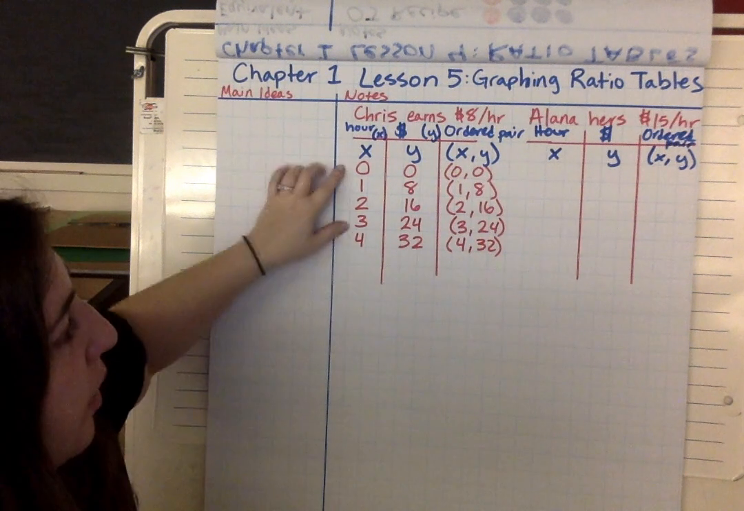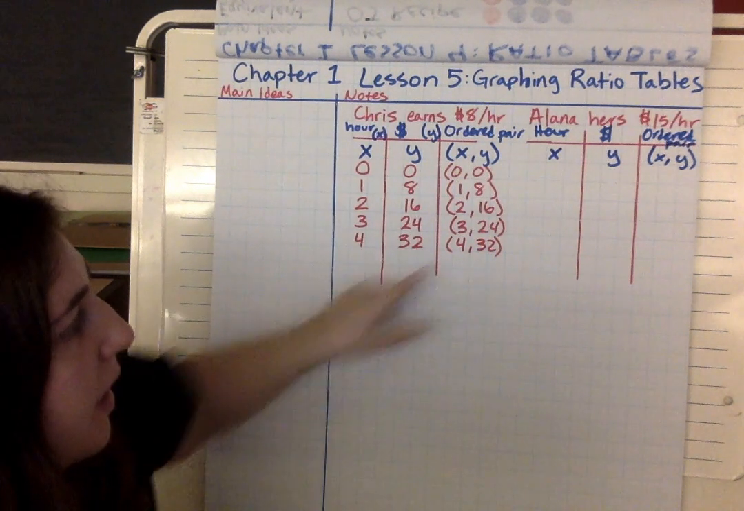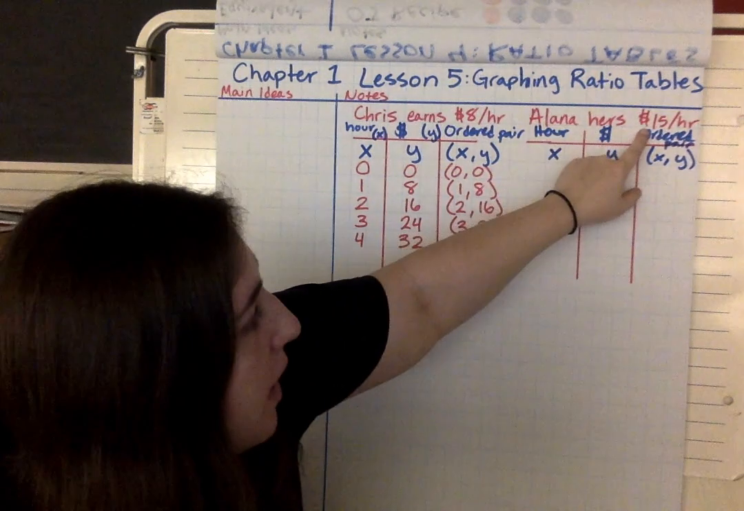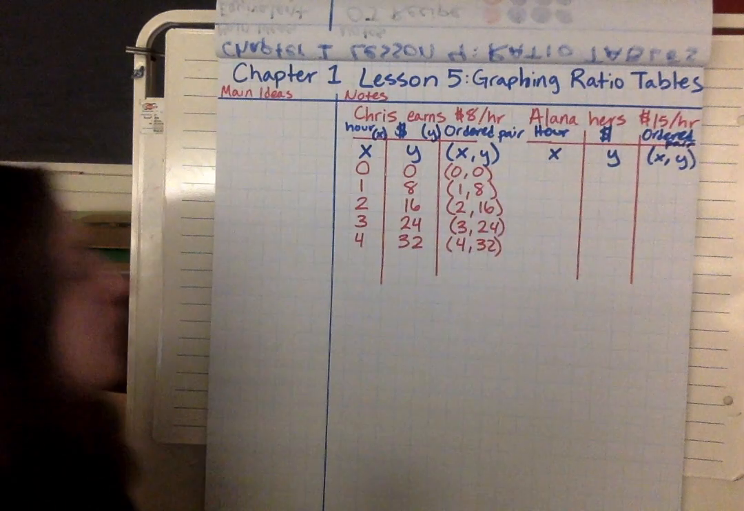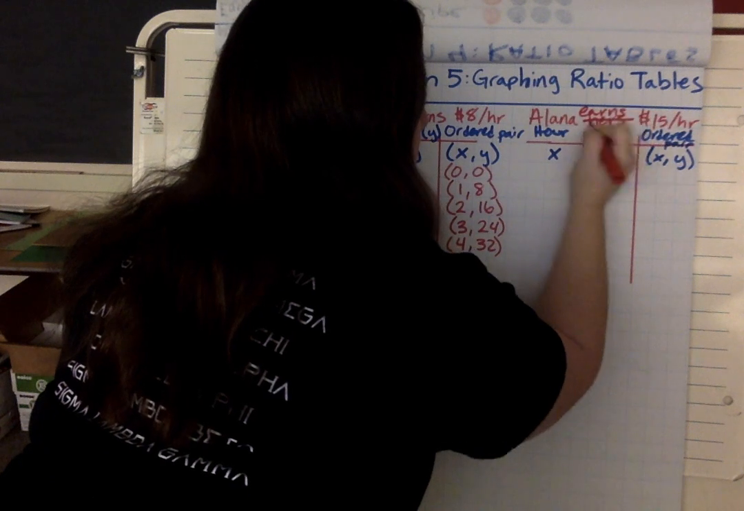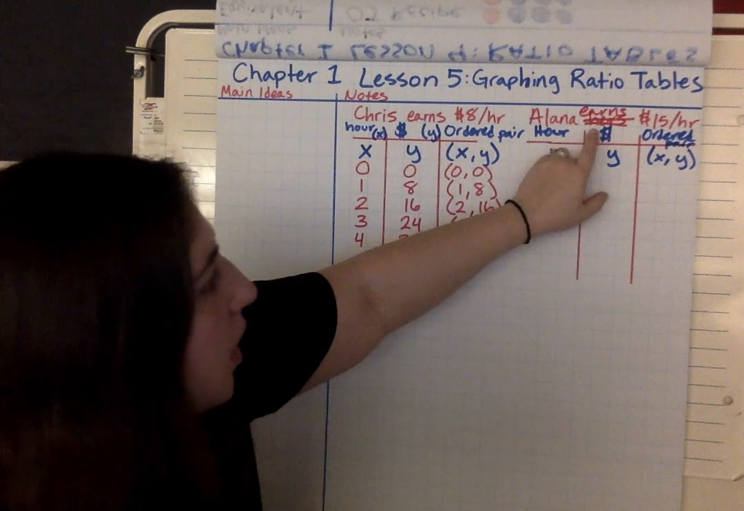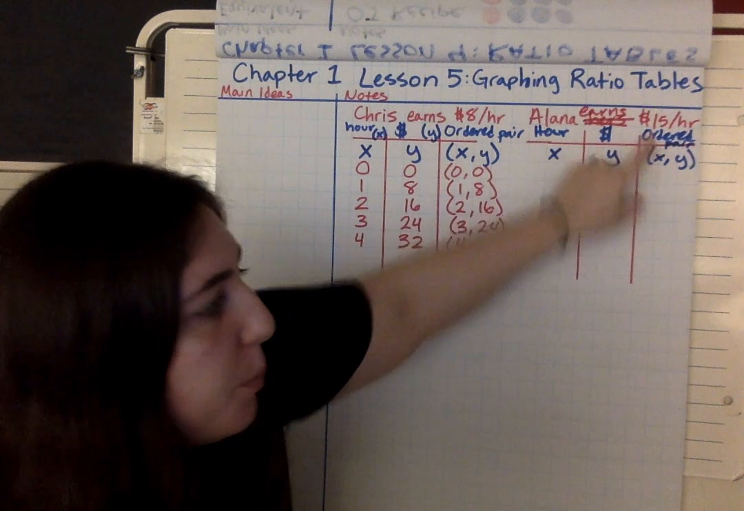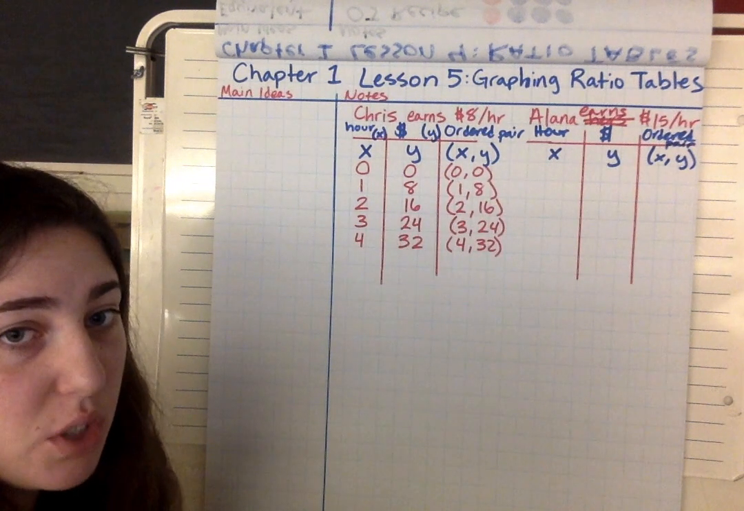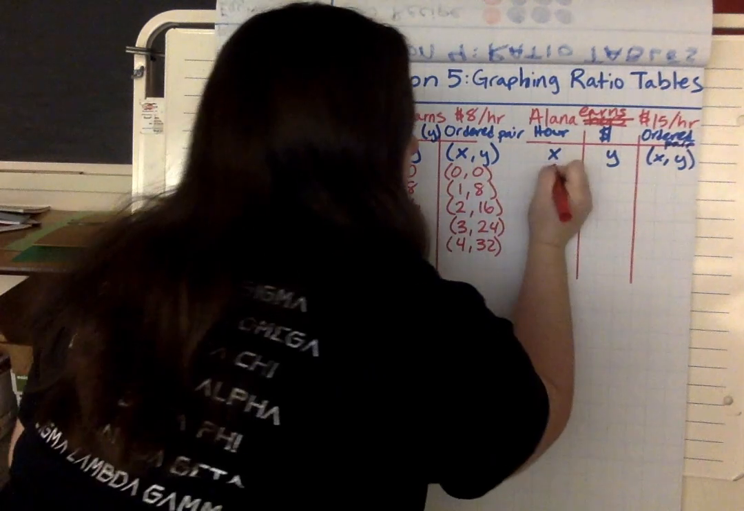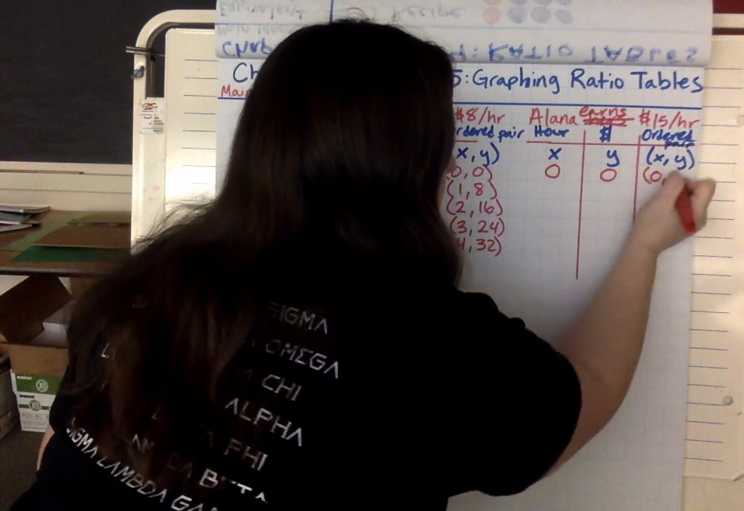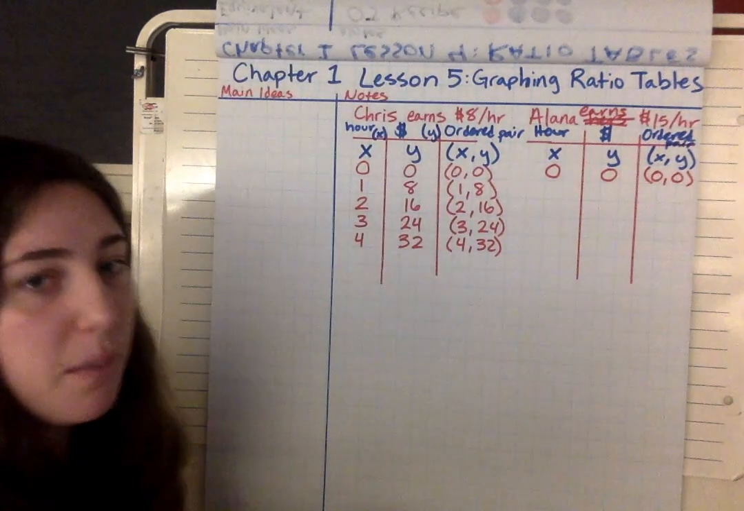That's as many points as I want to put on my coordinate plane, and I'm going to look at Alana's data now. Alana earns $15 per hour. So again, if she worked 0 hours, she would make $0. So for every 0 hours, she makes $0, which makes sense because if you don't work, you don't get paid.